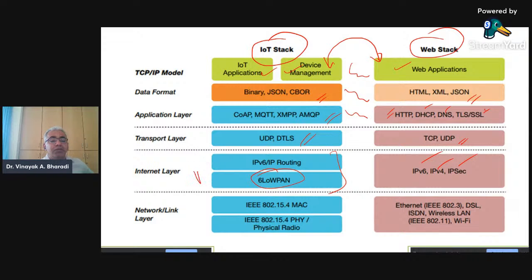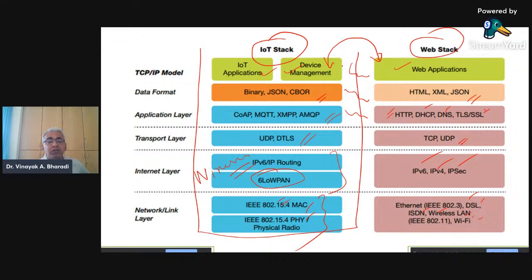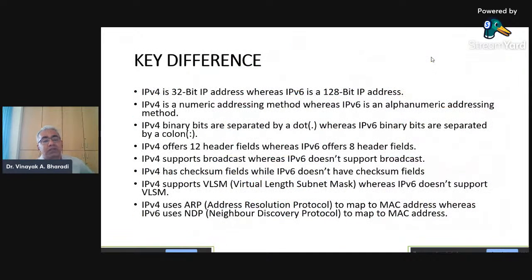Here the main thing is that wireless support is required in the IoT stack. For the network, you can see IEEE 802.15.4 MAC and 15.4 physical layer, physical radio, wireless. Here Ethernet, DSL, ISDN, wireless, everything. So this is very important: how information is going to flow from one layer to another, who is going to carry it, and what data format. These two are compared. This is our normal web stack and this is the latest IoT stack.